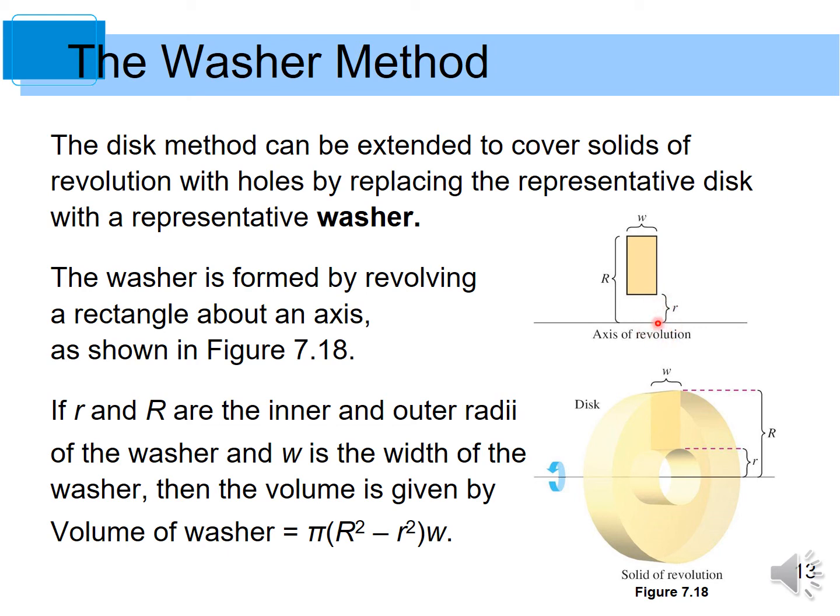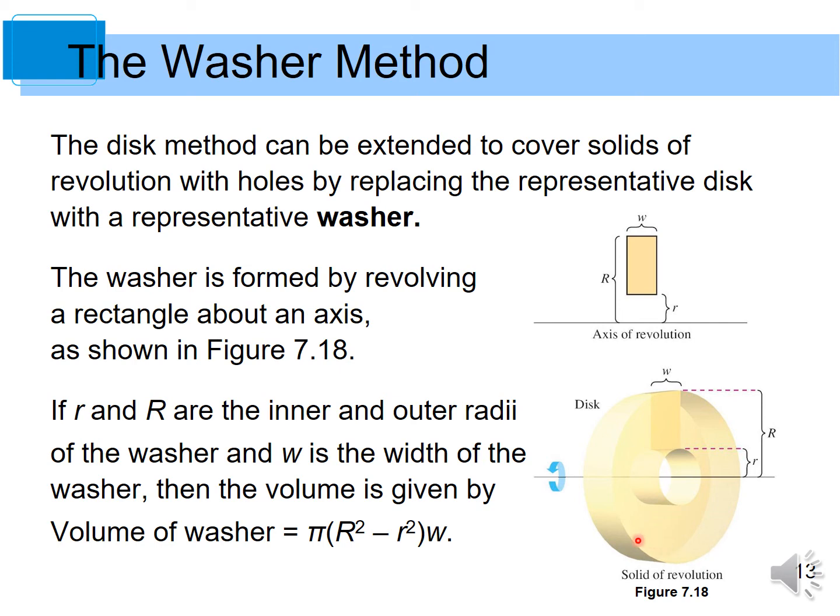so that there exists a gap, and the gap here is from the axis of revolution to the bottom of the rectangle, and this gap we call small r, and the distance from the axis of revolution to the top of the rectangle we say big R. And imagine this rectangle bar is rotated about the axis of revolution, and a solid with a hole at the center will be formed.